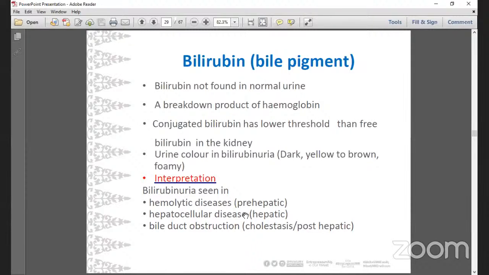So bilirubinuria is always seen in hemolytic disease, which is the pre-hepatic type, for example in acute babesiosis caused by Babesia bovis, Babesia canis, and Babesia vogeli. Then hepatocellular disease, which is the hepatic type, and also bile duct obstruction due to cholestasis, where we can see a blockage, also called post-hepatic disease. Okay, next one.